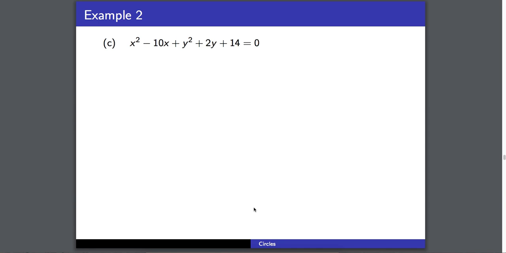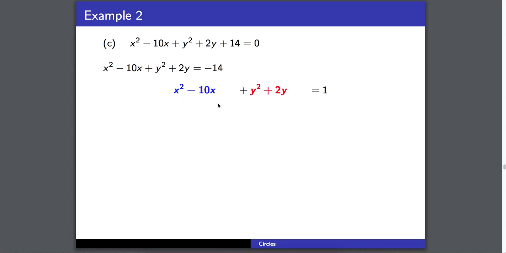All right, part C, we have x² − 10x + y² + 2y + 14 = 0. Step 1, we're going to subtract 14 from both sides. And we're going to find the vertex for x² − 10x, and then find the vertex for x² + 2x, again changing the y² + 2y to x² + 2x.